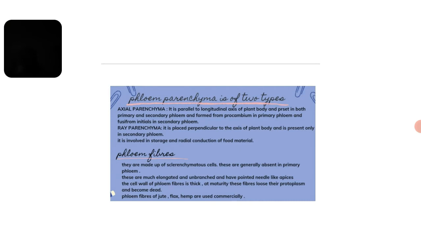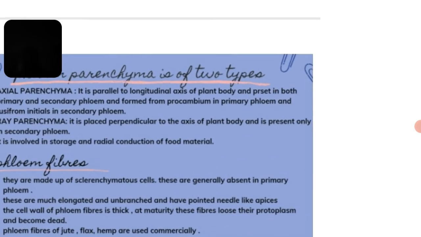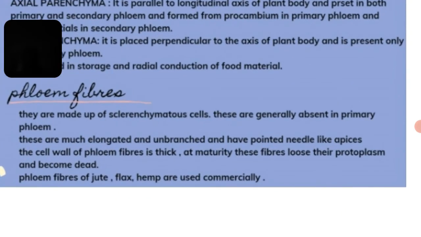In primary phloem they are derived from protophloem. The fibers may be septate or aseptate. Once again I will tell you, the phloem fibers are made up of sclerenchyma cells. They are generally absent in primary phloem. Mostly they are present in the secondary phloem.